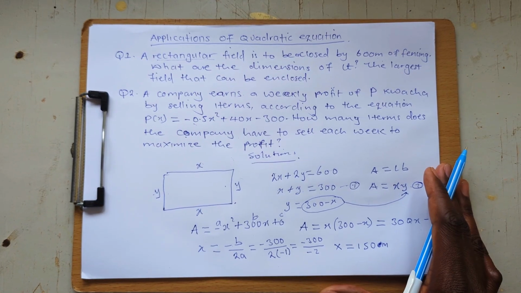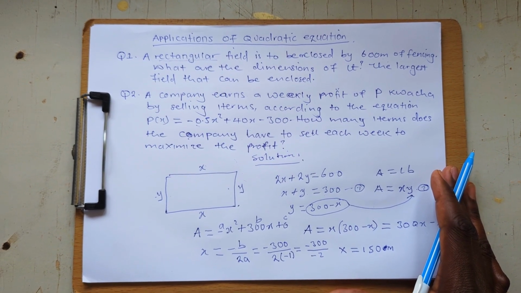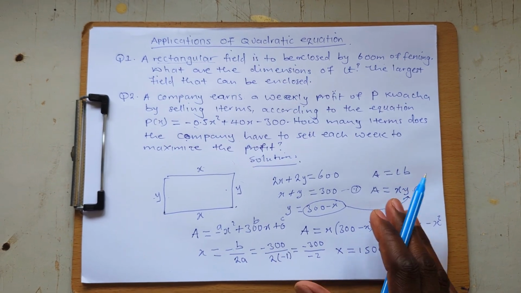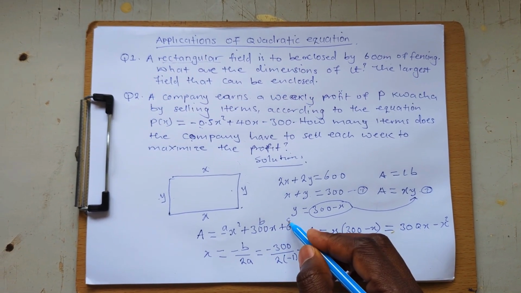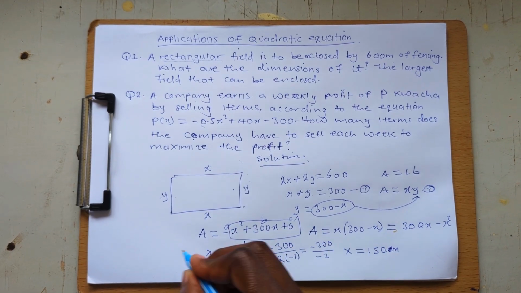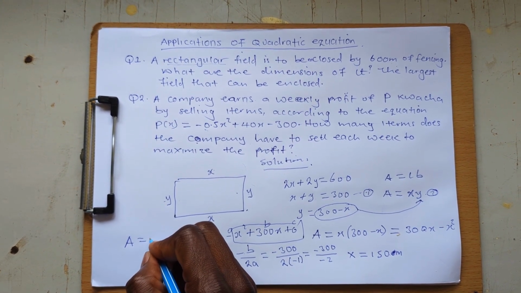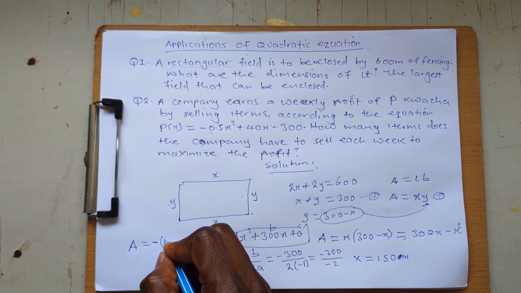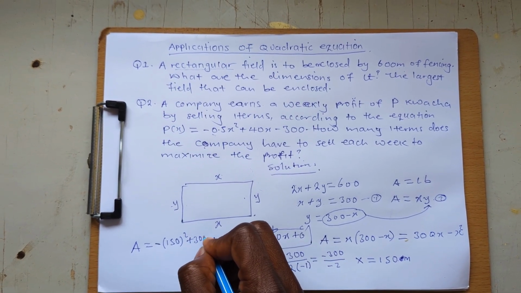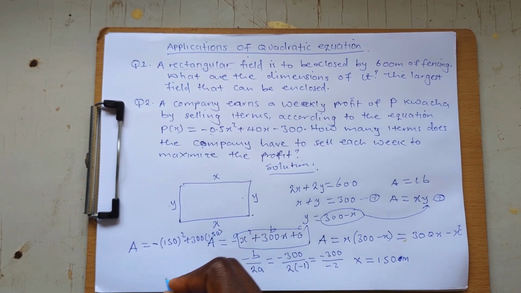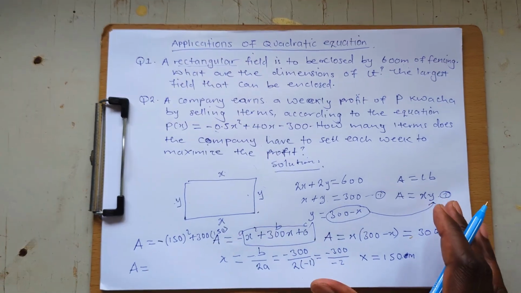They are also asking us the largest field that can be enclosed. In this case, they're talking about what area it is going to enclose. For us to get the area, you take the dimension which is here, and plug it into the same formula for area that you have there, meaning that the maximum, or rather the largest area, has to be negative, open bracket, 150, you square it, plus 300 times 150 again here.